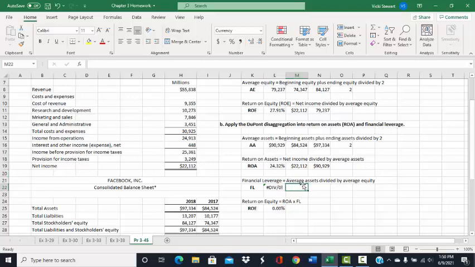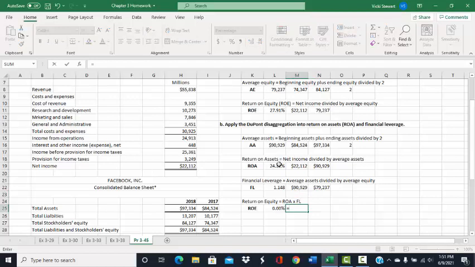And they also asked us to compute the leverage. So for the DuPont disaggregation, the leverage is equal to our average assets divided by our average equity. And we see that financial leverage was 1.418.